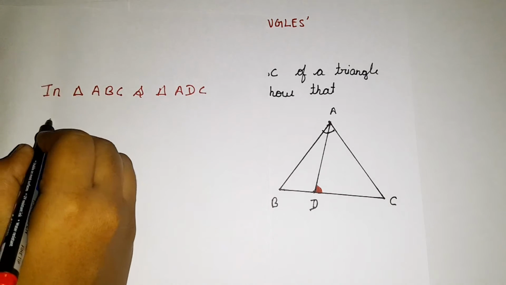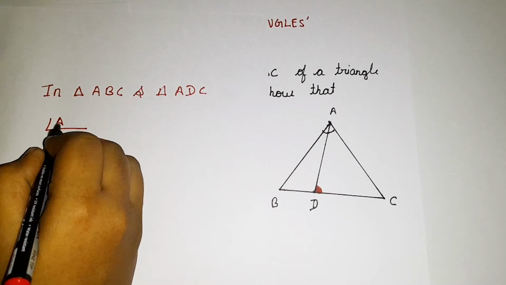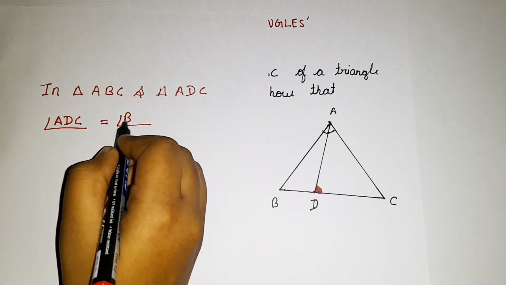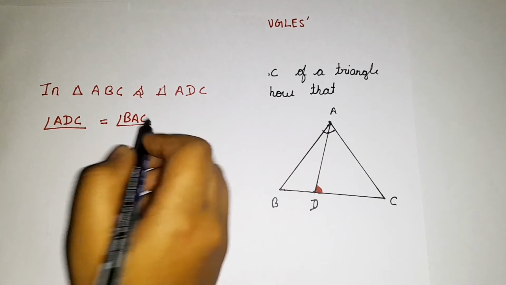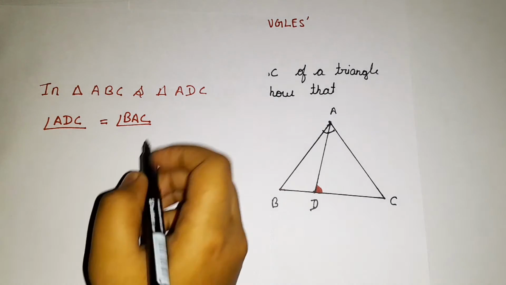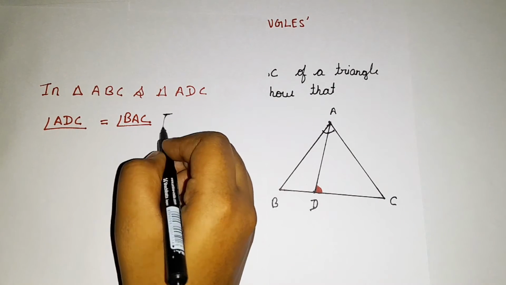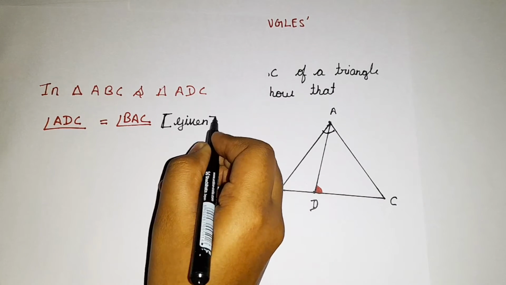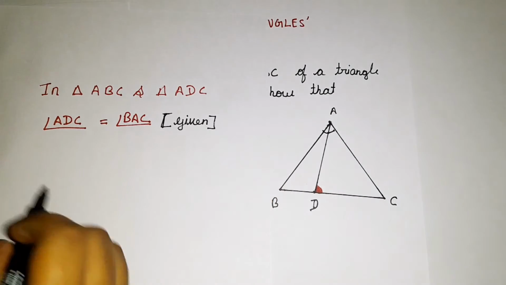So I can write angle ADC is equal to angle BAC. What is the reason? It is already given in the question. Okay guys, since it is given in the question, we wrote it.